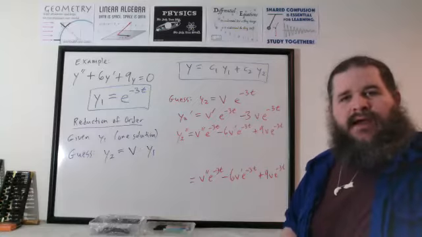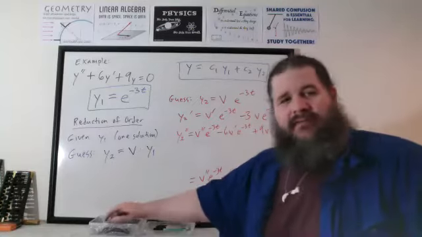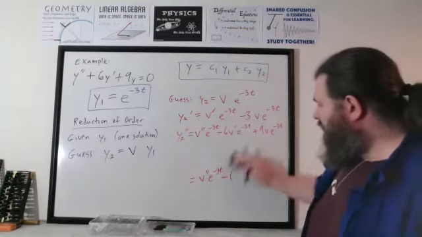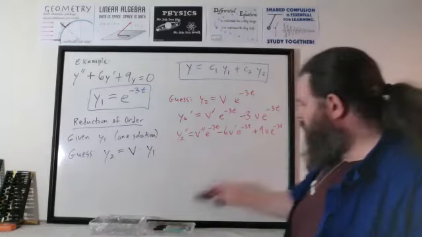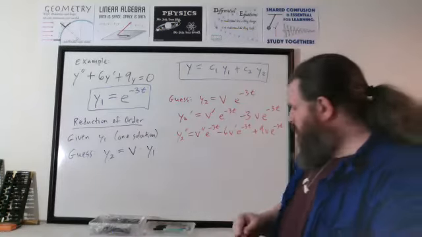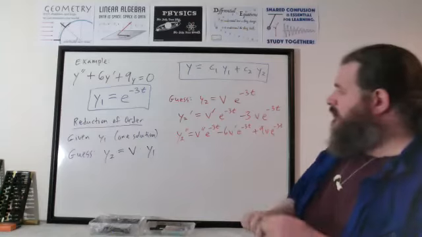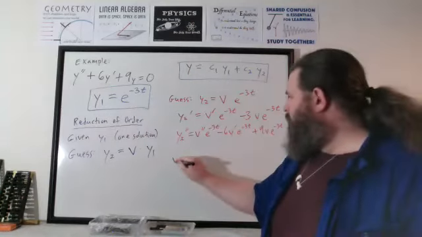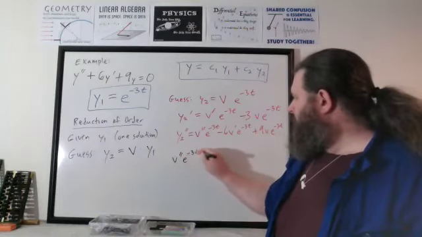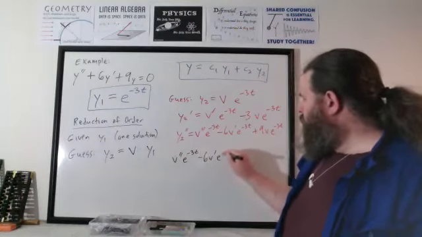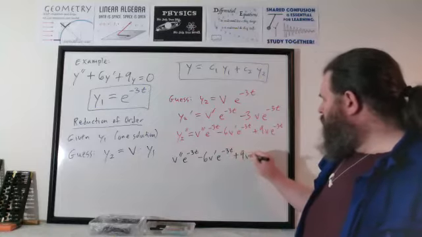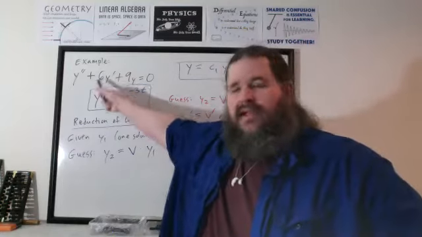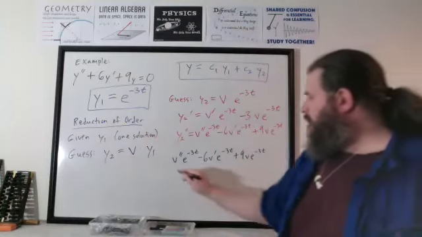So with the guess and its derivative and second derivative, we can now fill that into the original differential equation and figure out what v has to be to make that true. So let's try that. Going back to the original differential equation, y double prime is going to be this whole thing. Plus 6 times y prime. So that'll be 6 times the entire first derivative.